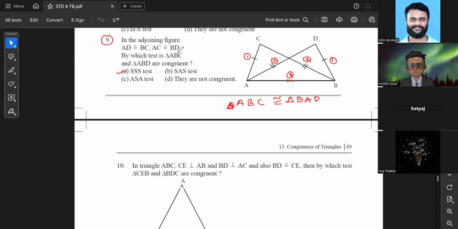But here they are asking the congruence between triangle ABC and ABD. I hope I'm clear. Hence, I will say that they are not congruent. Do you understand? Sir, I didn't understand how you got BAD instead of ABD.